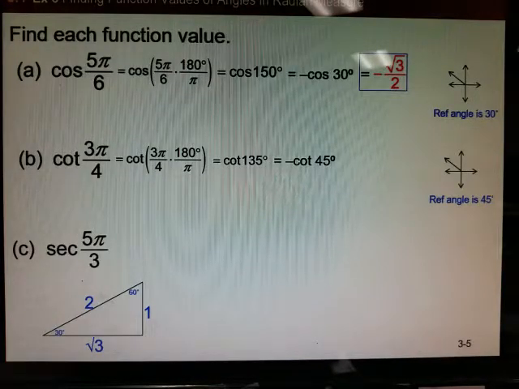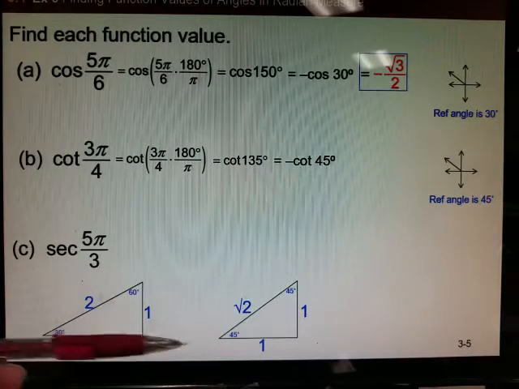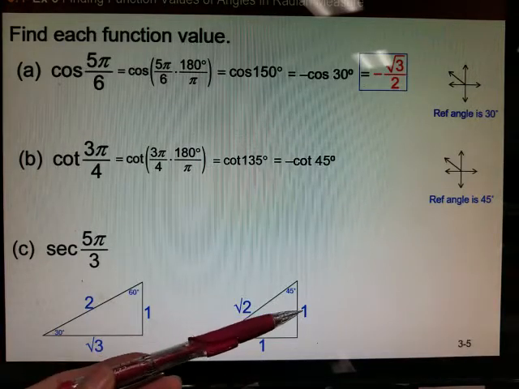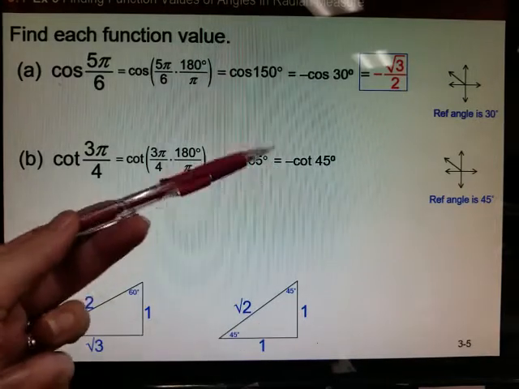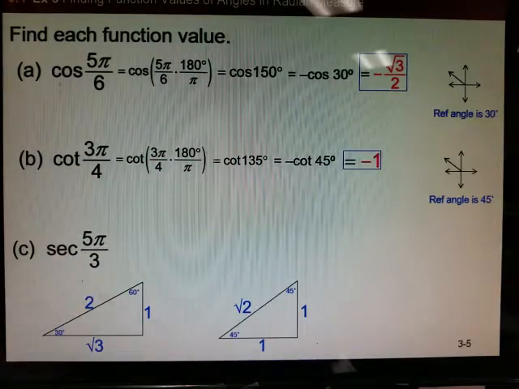Cotangent is the reciprocal of the tangent. So on my 45-45-90 right triangle, tangent would be 1 over 1. Well, the cotangent would still be 1 over 1. And I have that negative in the front, so it would be negative 1 is my answer.